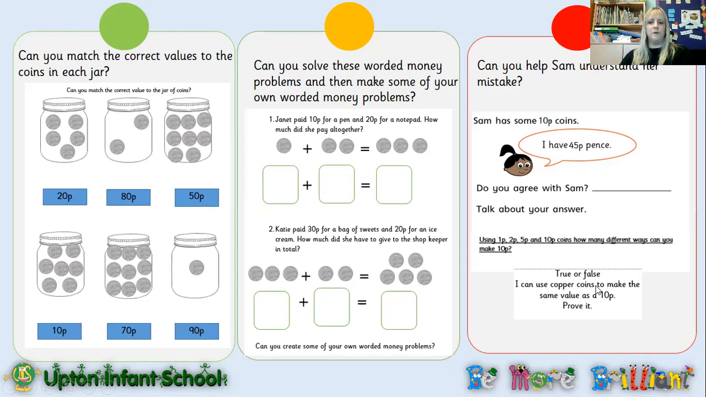And finally, I've given you a true or false question. I can use copper coins to make the same value as a 10p. Prove it. So remember, the copper coins, those bronze coloured coins, they are the 1p and the 2p coin. So can I use those coins to make the same value as a 10p coin? If you think yes, can you explain to me why? If you think no, can you explain to me why? Good luck, everybody. When you've finished, come back and we'll have a look at another worded problem together.